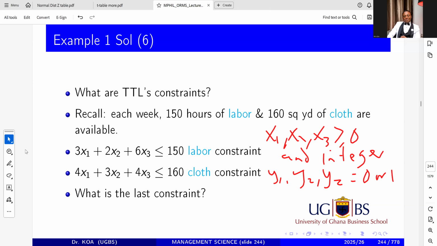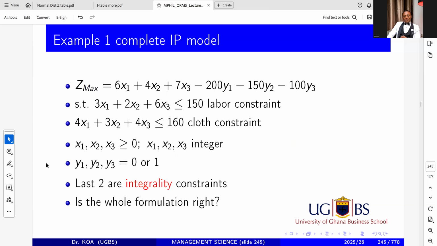But the question is, is it complete? Let's look at this. So this is it. What is a problem here? By the way, you can see that your max here is there. Your maximization is here now.